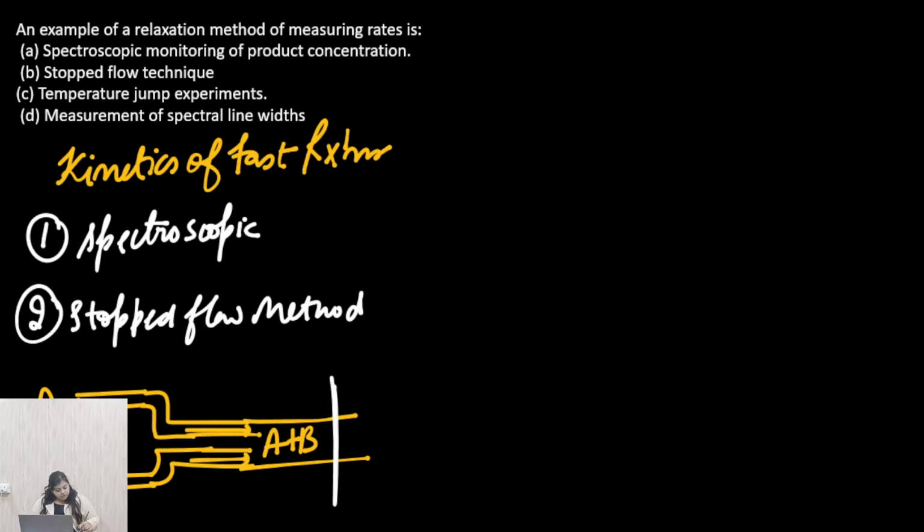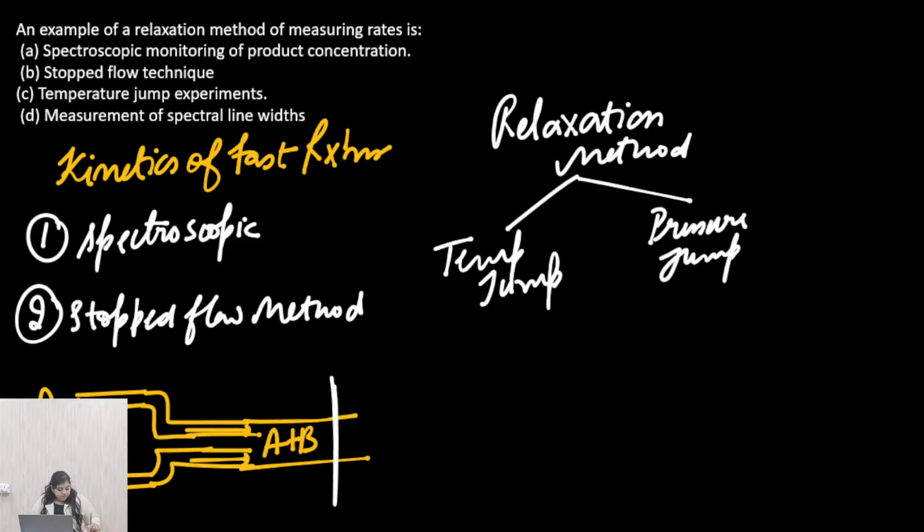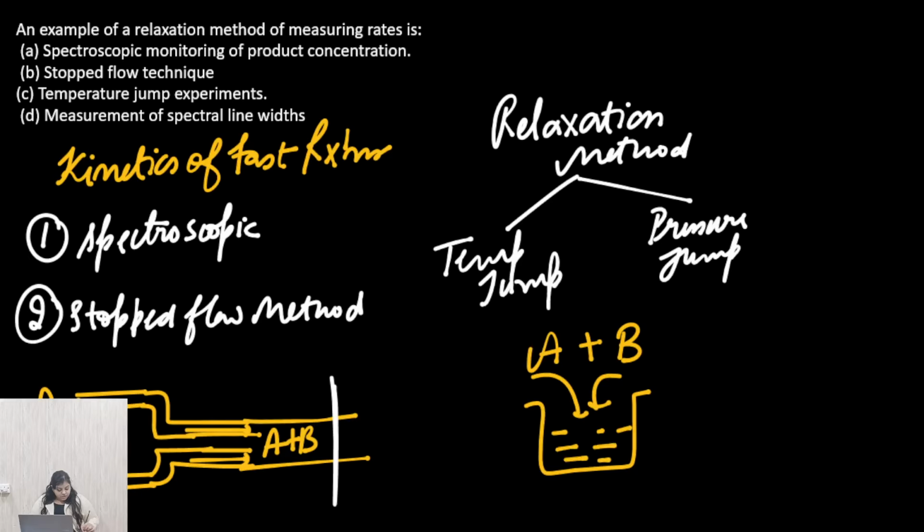The next method you use is the relaxation methods. In the relaxation method we study two methods: one is called the temperature jump method and the other is called the pressure jump method. So what is the difference between these two? Suppose you have two reactants, A and B, and you bring these two together in a container. The reaction takes place and gives you a product, suppose C.